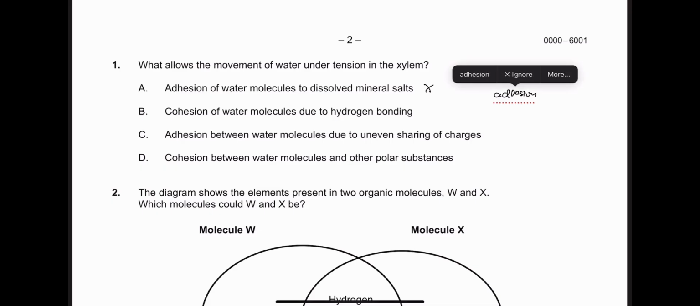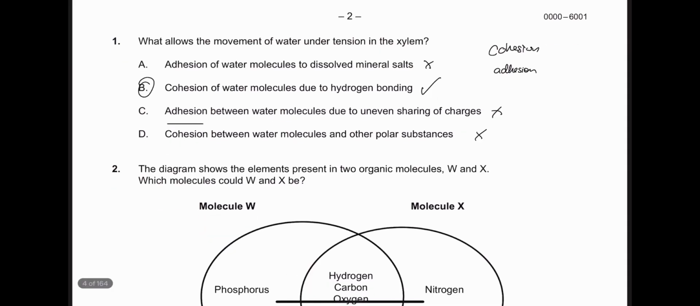Sorry, let me just get rid of this. Okay, cohesion of water molecules due to hydrogen bonding. That is true. That is how cohesion occurs. It's through hydrogen bonding. Adhesion between water molecules due to uneven sharing of charges. It's a trick because it says adhesion. Adhesion, remember, is not between water molecules. It's between the xylem wall and the water molecules. Cohesion between water molecules and other polar substances. This is again not true. So we know that it's B.